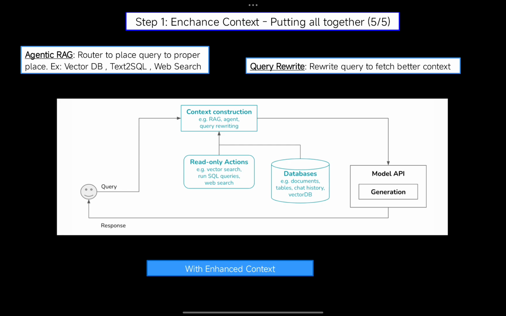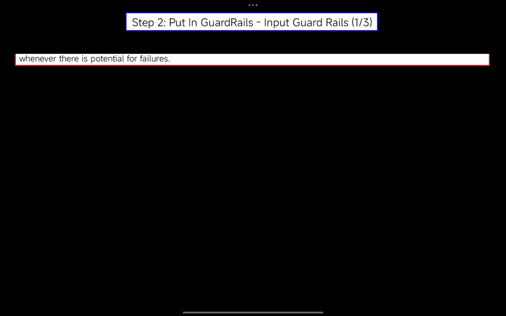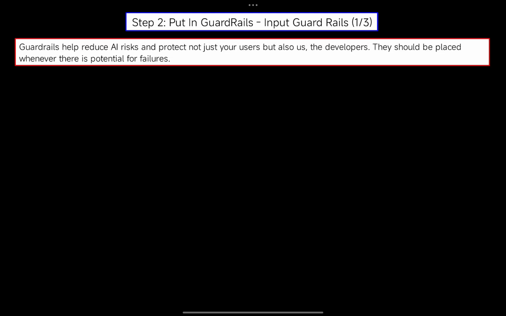Okay, now let's move to step 2. In step 2, what we will do is put guardrails into our system. These guardrails generally help us reduce the AI risk and protect not only your end users, but also us, who are the developers, right? So they should be placed whenever there is a potential risk of failures, right? Guardrails are put into the system to tackle those failure points.